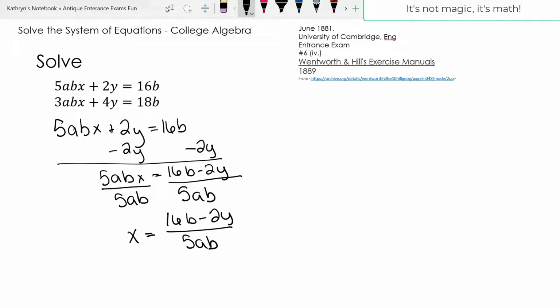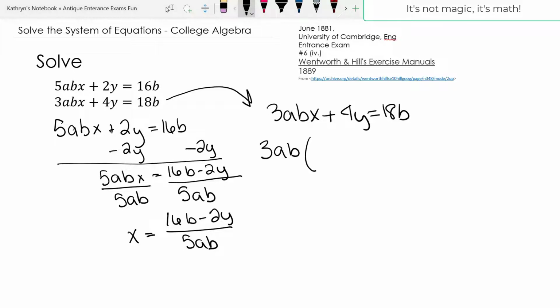Now we're going to substitute that back into the second equation. And you're right, we're using the substitution method. So I'm going to rewrite the equation first. 3abx plus 4y equals 18b. Now I'm going to substitute in for x. What I like to do is just make a big parentheses where I'm going to substitute, because I want to make sure that I get it correct, especially since we have so many numbers and letters. X is 16b minus 2y all over 5ab.